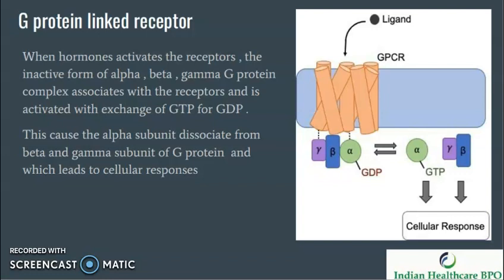Then the G protein linked receptors. When the hormone activates the receptor, the inactive alpha, beta, gamma G protein complex associates with the receptor and gets activated with the exchange of GTP for GDP, and this causes the alpha subunit to dissociate from the beta and gamma subunits of the G protein, which leads to a cellular response.